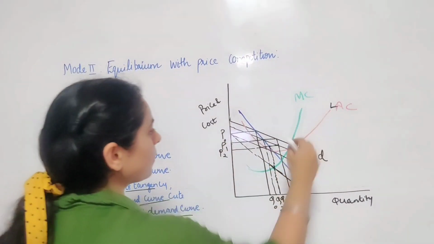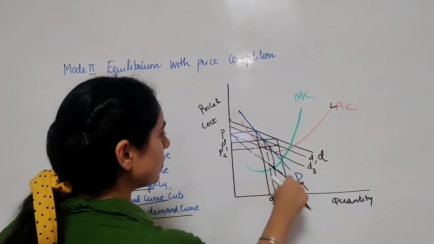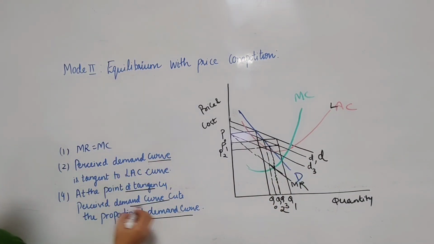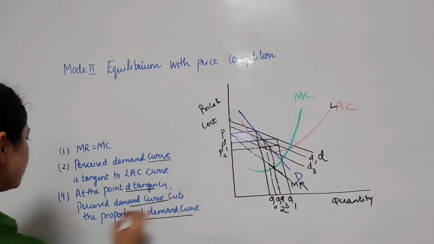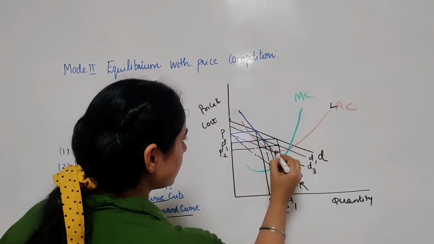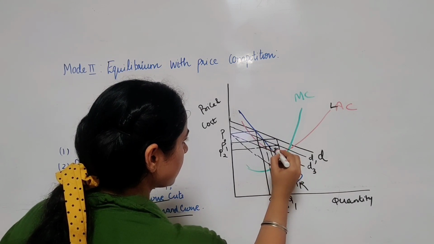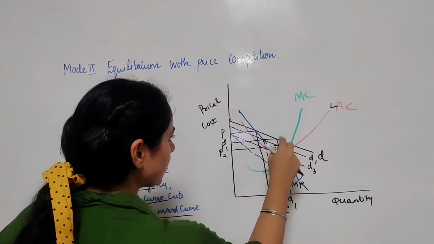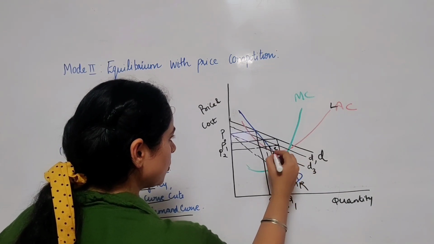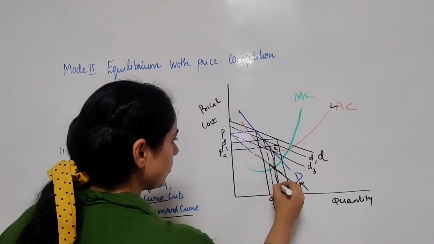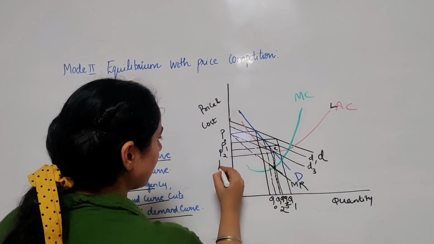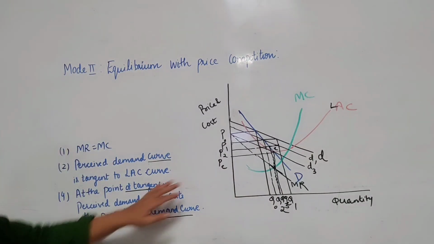The long run average cost curve of the firm is tangent to the perceived demand curve, and at this point of tangency, the perceived demand curve cuts the proportional demand curve. At this point, the equilibrium of the firm is established. We can mark it as point E, and marginal revenue and marginal cost intersect each other. So at this point E, the equilibrium of the firm is established at a price PE.